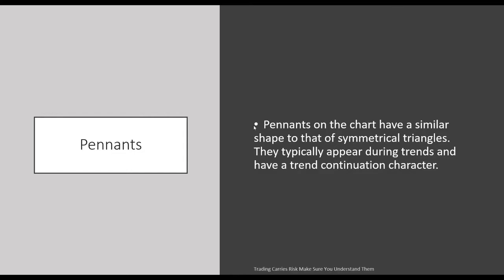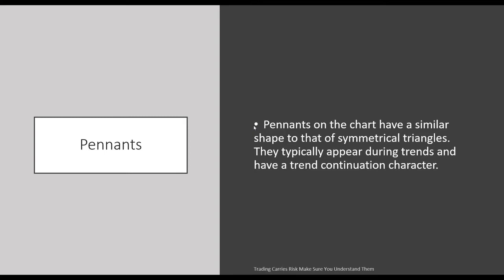Now, pennants on the chart have a similar shape to that of a symmetrical triangle. And I don't differentiate, like I mentioned earlier, between triangles and pennants. Because again, I am only getting something that's going to tell me I'm expecting a breakout and give me the formulas for calculating it. I don't really care what you call the thing, and I'm not going to waste my time. That's where people get tripped up. Oh, well, that's a pennant, so I'm going to apply this formula and that and that.